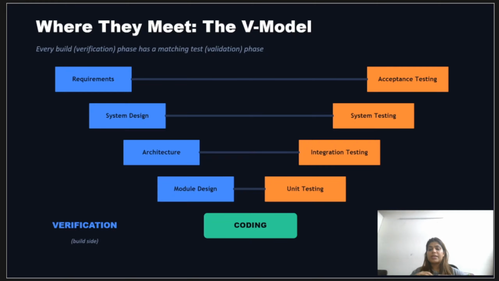So the V model bakes in the early testing principle. The moment you write the requirements, you also design the acceptance test. When you design a module, you design its unit test. Testing is not bolted on at the end, it's planned in parallel with every build activity. And that's verification and validation working as partners. Safety critical industries like medical devices, aerospace, defense, they love the V model because every build artifact is explicitly verified and validated.